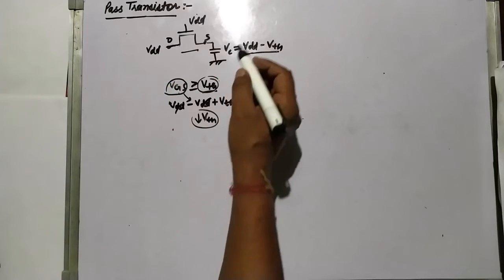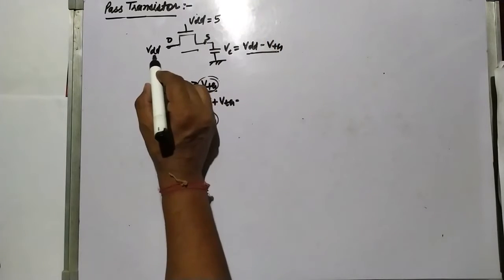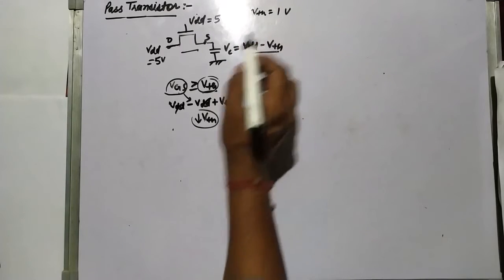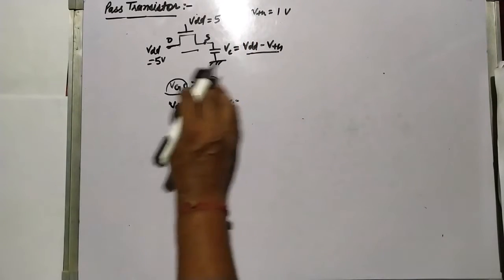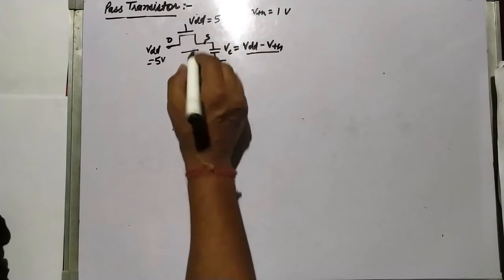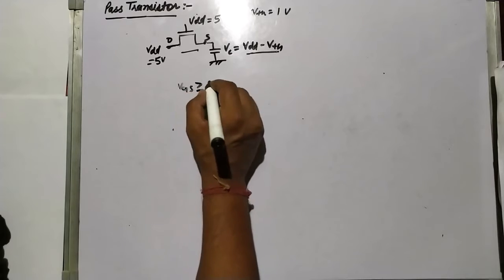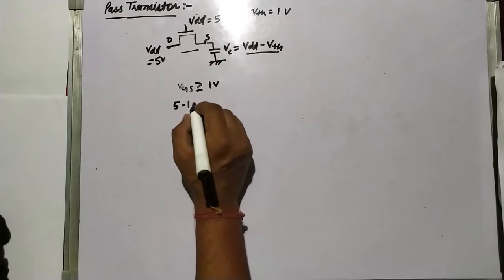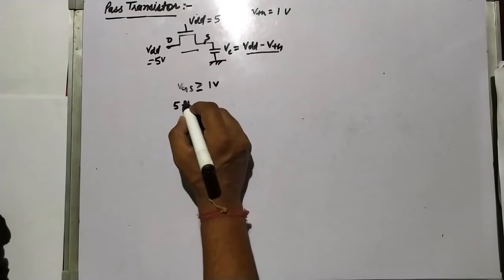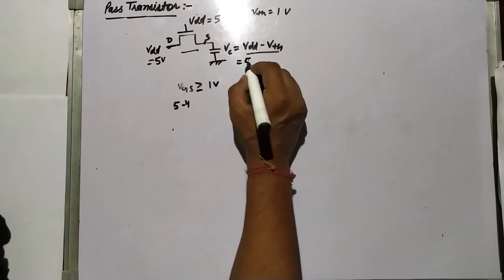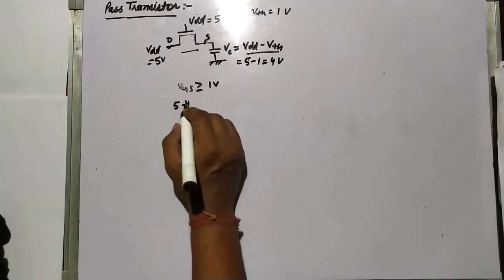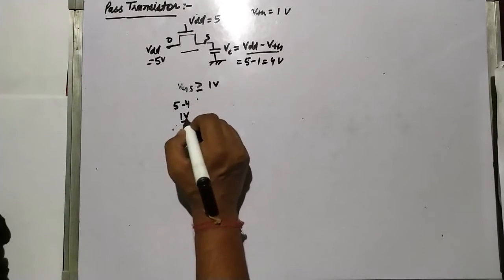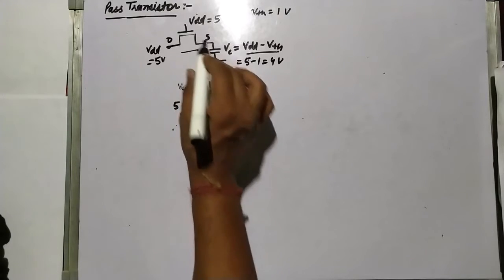So for example, let's take some value. I'm taking VDD equal to 5 volt, and VTH I am taking 1 volt. So what is my VGS? To turn on this transistor, VGS must be greater than or equal to 1 volt. VGS is equal to 5 minus 1, that is 4 volt, so the source is at 4 volt. This is 5 minus 4, so how much am I getting? 1 volt. You can see that this 1 volt is equal to VTH. So my transistor is on.